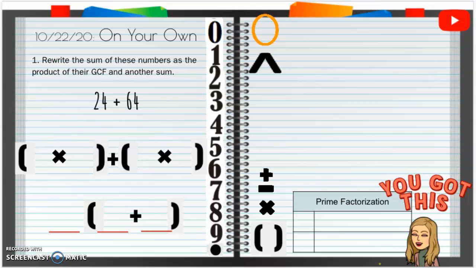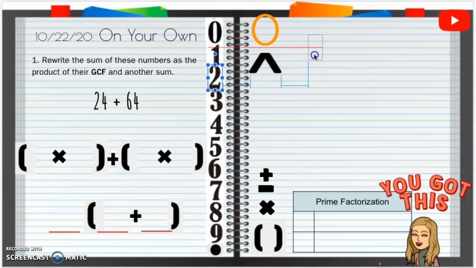Number 1, rewrite the sum of these numbers as the product of their GCF and another sum. So we have 24 plus 64. What we're going to do is first find the greatest common factor of these numbers. All right, so we're going to have 24, and then we're going to have 64.